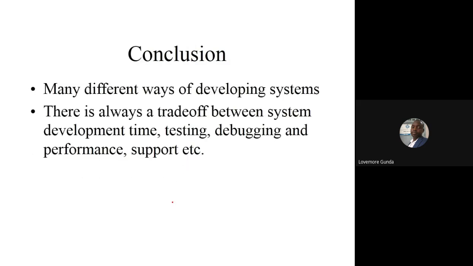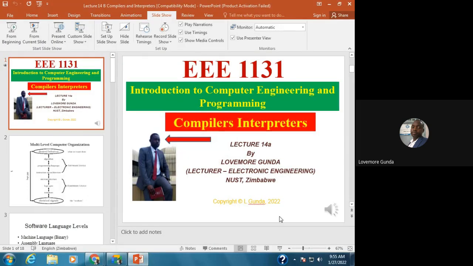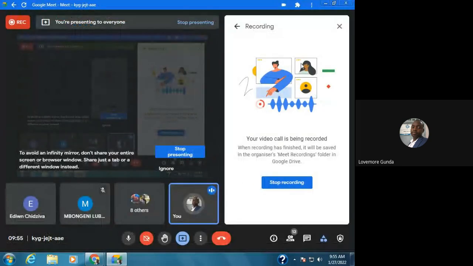So there are many different ways of developing systems. There's always a trade-off between system development, testing, debugging, and performance, etc. So when you are looking at compiled languages and interpreted languages, we are also looking at many different things, like how long it takes to develop, how easy it is to debug, and what the performance is, how much support you have for that when you are choosing a programming platform. Okay, so that is basically what we look at when we talk about interpreters and compilers. Okay.